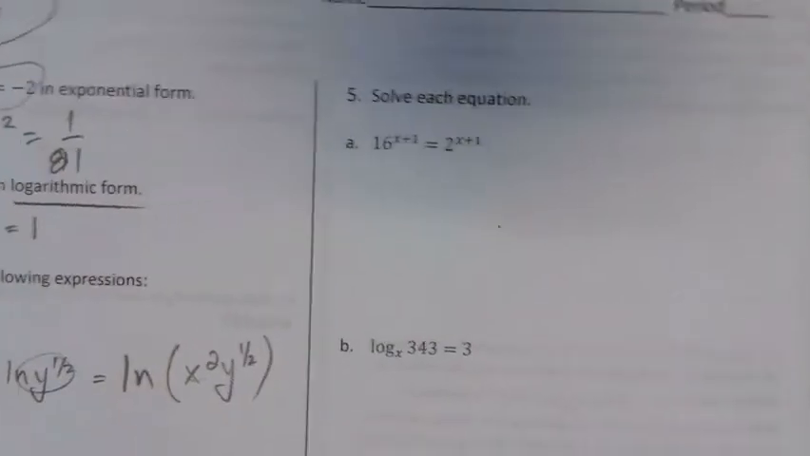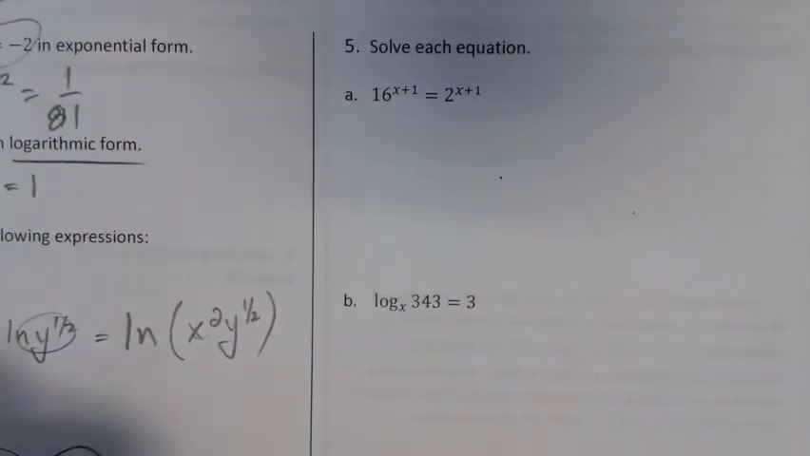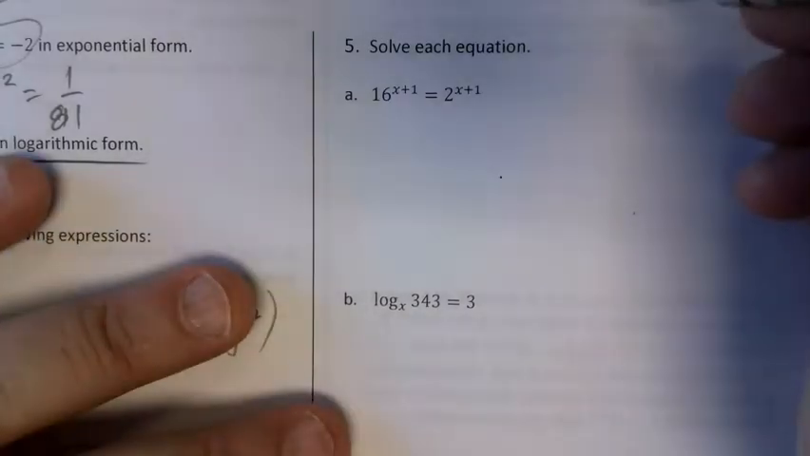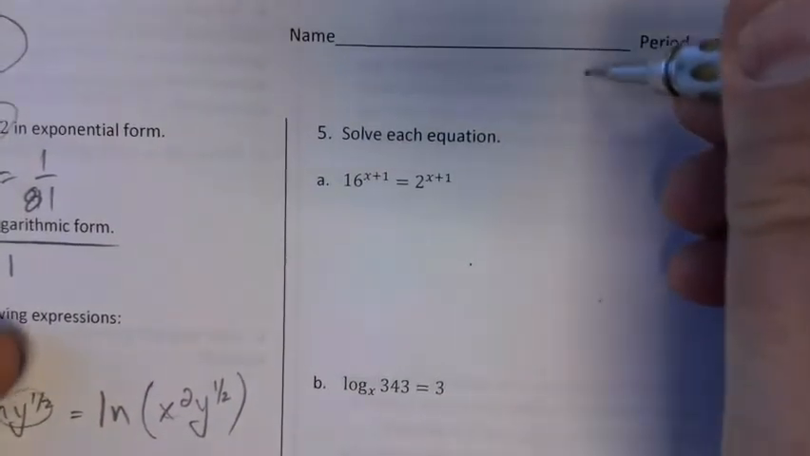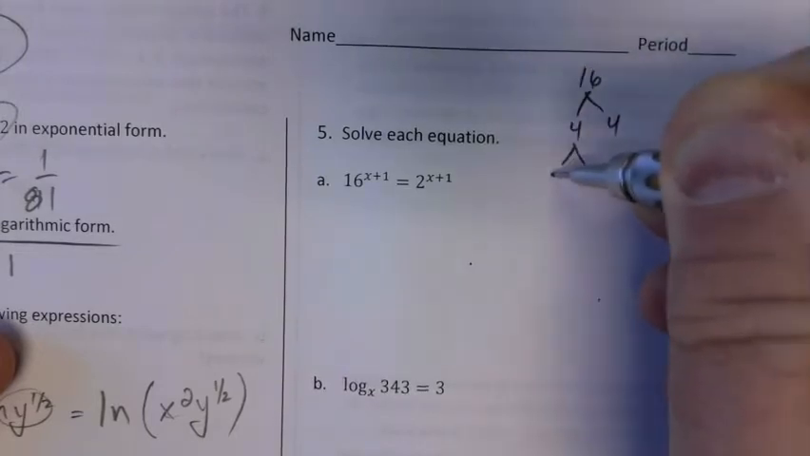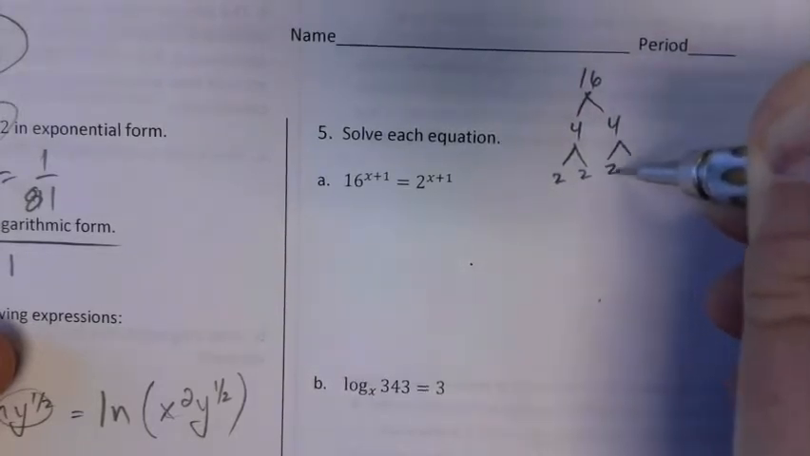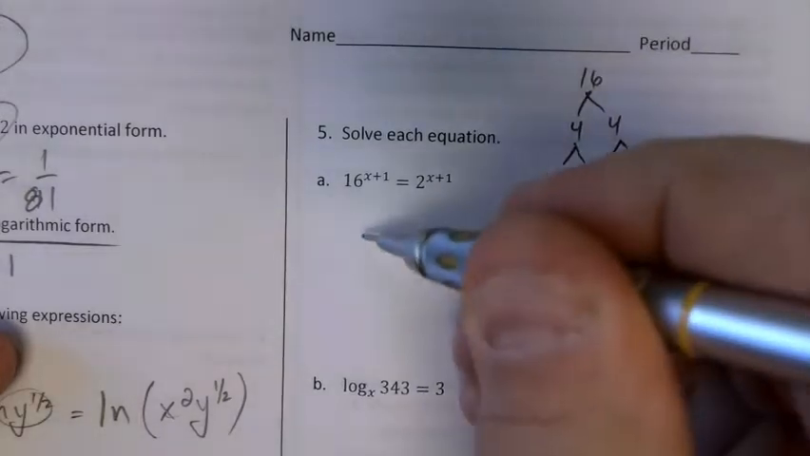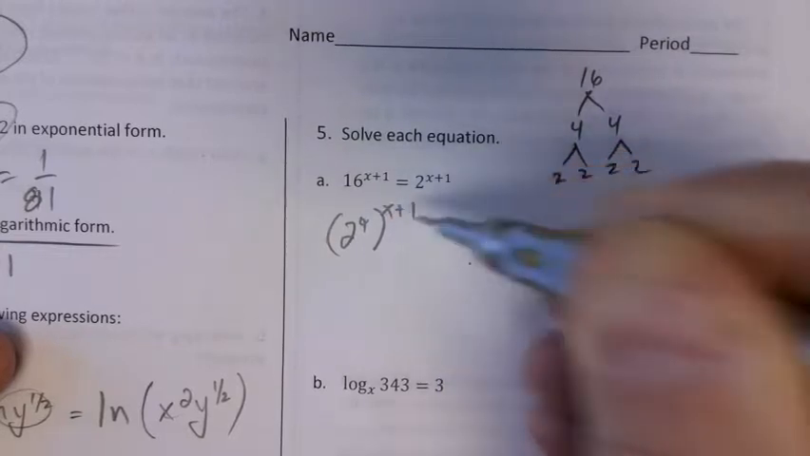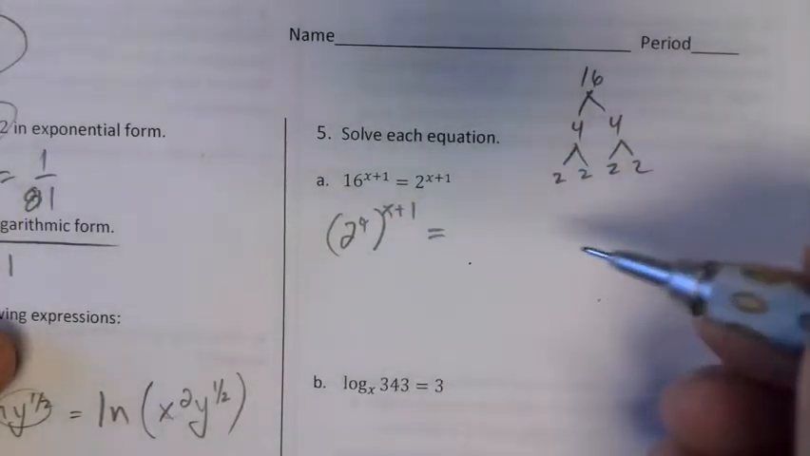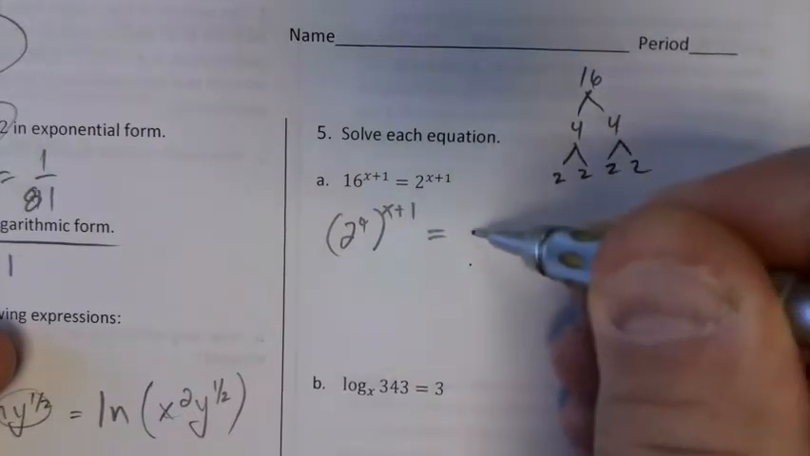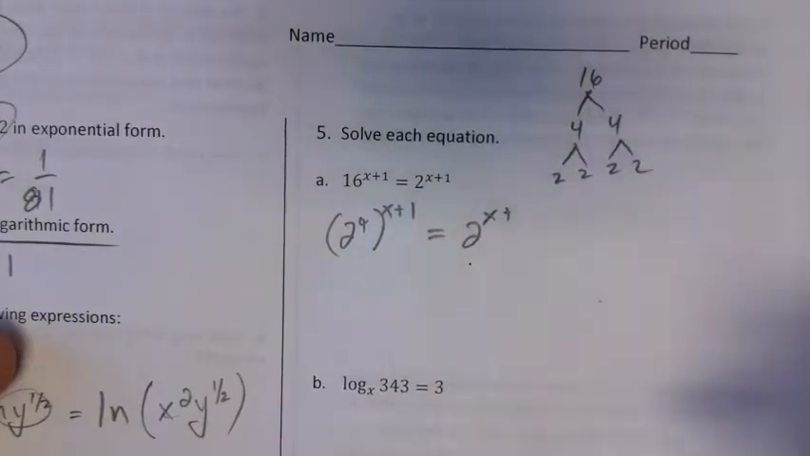Okay, solve the logarithms. Okay, this is one of the basic equations where I have exponential equals exponential. So I got to think here. 16. 16 is the same as 4 times 4, and 4 can break down into 2 and 2 and 2 and 2. So in other words, this 16 can break down into 2 to the power of 4, to the power of x plus 1. That equals, and 2 is prime. It doesn't break down. So 2 to the power of x plus 1.